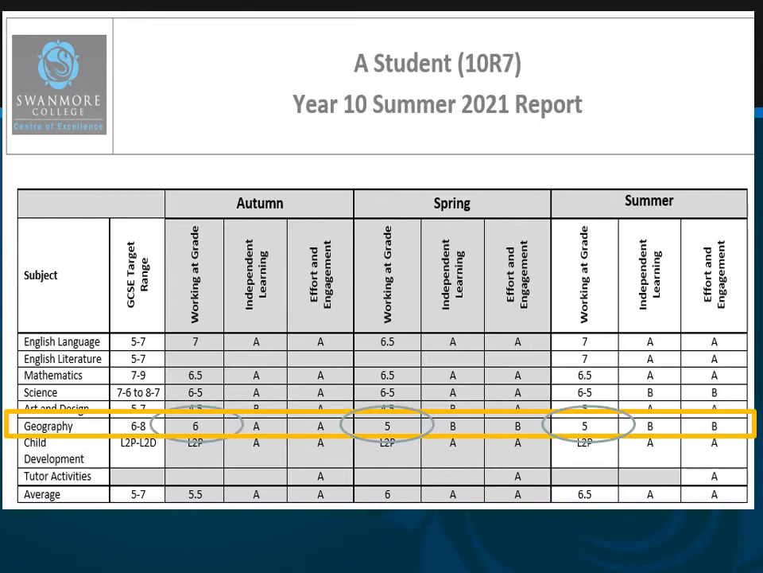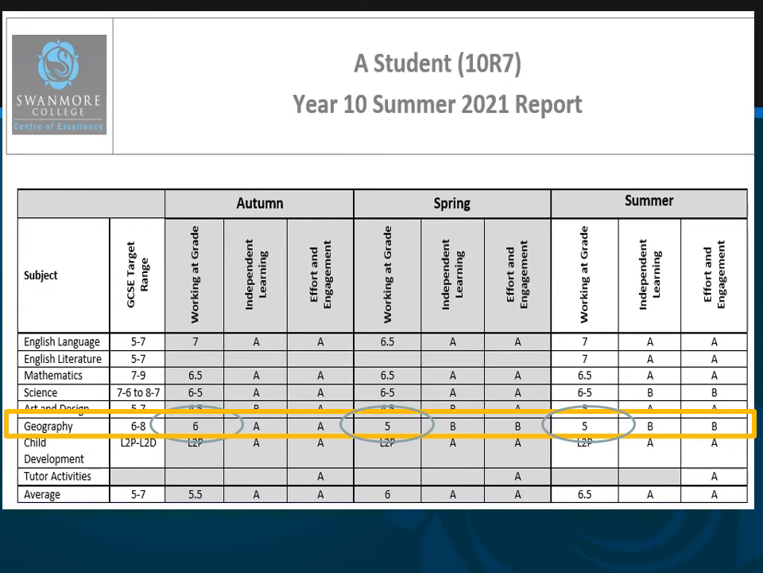Geography here for this pupil. In the autumn term of year 10, they were working at a grade 6, which is just at the lower end of their target range. They're doing alright. In the spring, however, the pupil was working at a grade 5. The working at grade has dropped. Perhaps they didn't like or engage with the topics as much in the spring term. Perhaps they didn't continue to revise the topics from the autumn term. So a working at grade that is lowering is a prompt to have a discussion with your child and with the subject teacher.